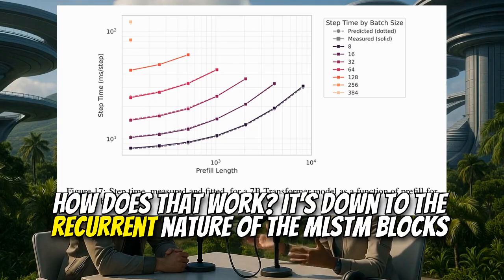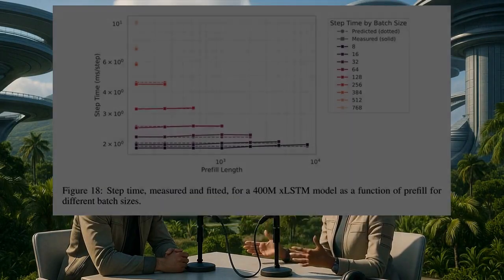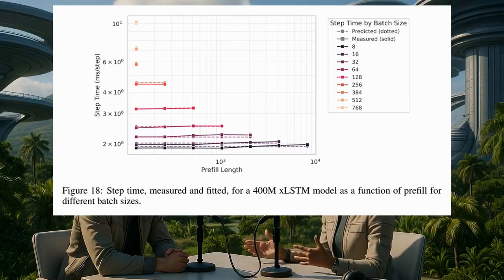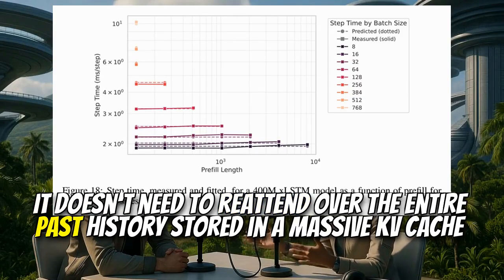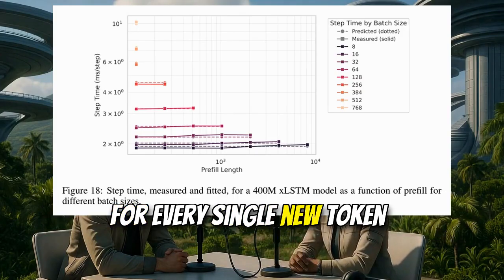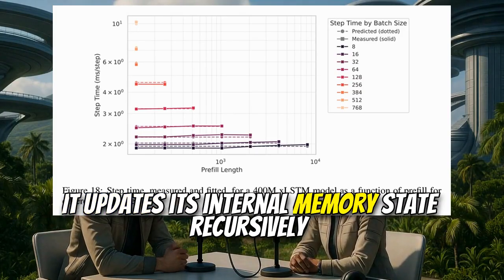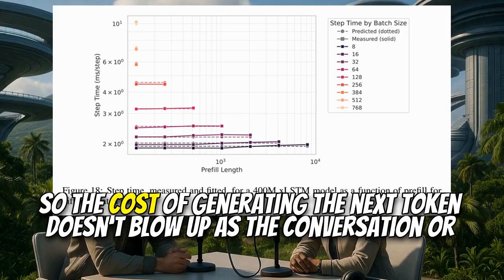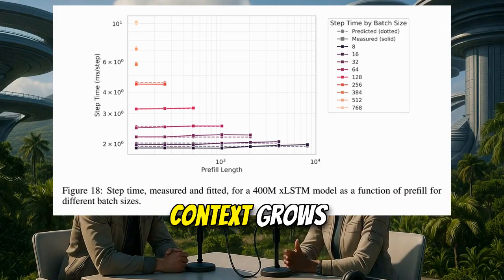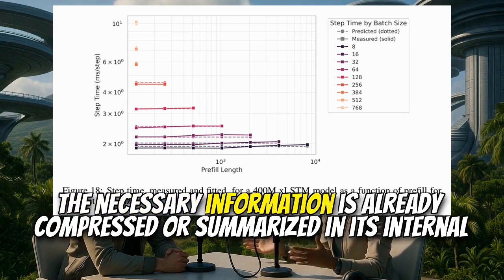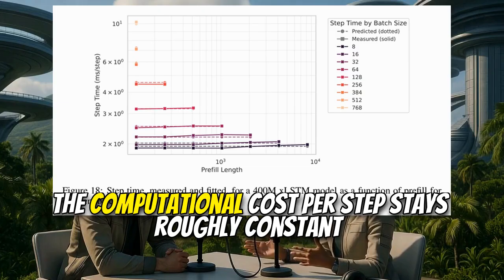Completely independent. How does that work? It's down to the recurrent nature of the mLSTM blocks within xLSTM. It doesn't need to reattend over the entire past history stored in a massive KV cache for every single new token. It updates its internal memory state recursively. So the cost of generating the next token doesn't blow up as the conversation or context grows. Right. The necessary information is already compressed or summarized in its internal state. The computational cost per step stays roughly constant.